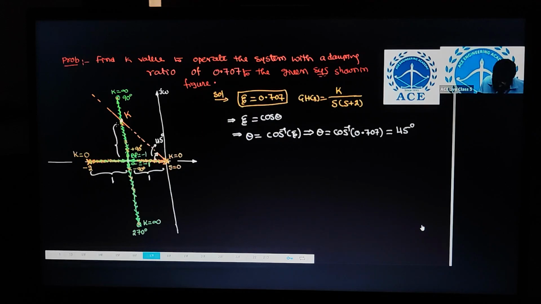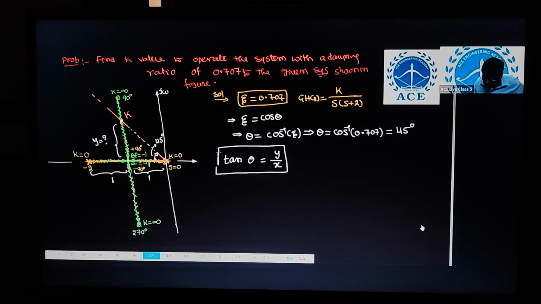What is this angle? 45 degrees. 45 degrees means what is this length? Anybody? For example, I'll take this as y. What is y I have to find? So follow: tan theta equal to y by x. What is theta? 45. So tan 45 degrees equal to y by x. What is x? 1. Then find y. Y equal to 1. That means this equals 1, this also 1.